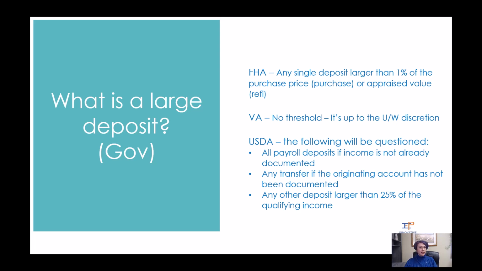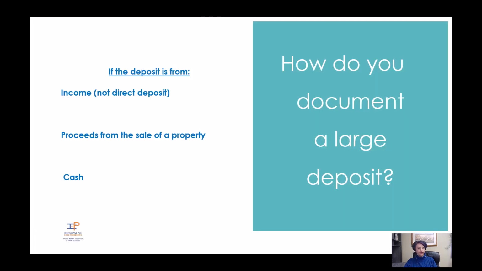For USDA, the following deposits would be questioned: all payroll deposits if income is not already documented, any transfers from the originating account that have not been documented, and any deposit over 25% of the qualifying income. For example, if the borrower makes $3,000 per month, you will need to document anything over $750. If they make $5,000 a month, we would need to document anything over $1,250.